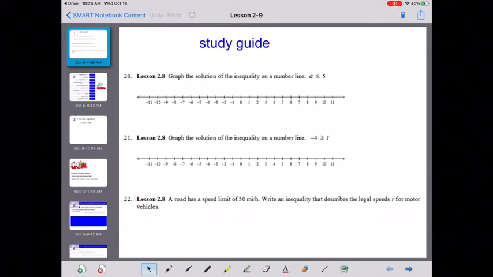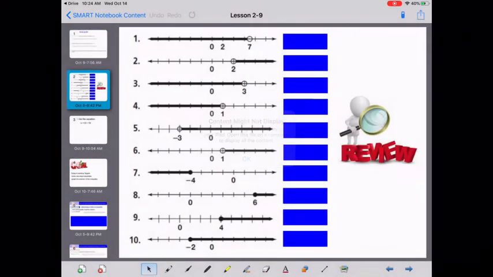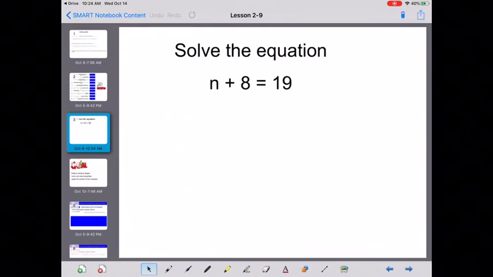Please pause the video and begin working on the study guide questions, followed by these review questions up through n plus 8 equals 19. When you have finished, resume the video and compare your answers to mine.